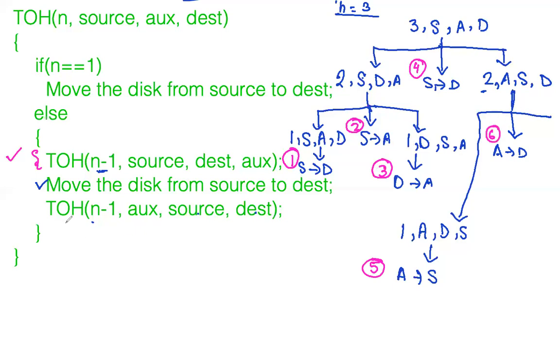Once this is over, then the recursive call will be made on this part. And when it is made on this part, again I am going to pull it down. So it will be made on n minus 1, and n minus 1 is 1. Aux is S here, source is A here, and destination is D. So n is equal to 1. So now the movement will be from the source to destination. So I move the disk from source to destination. So this is going to be my seventh step.